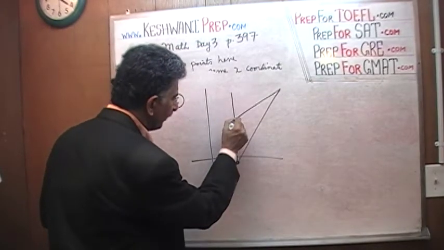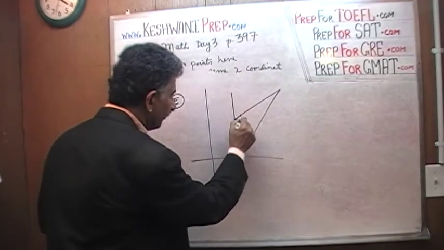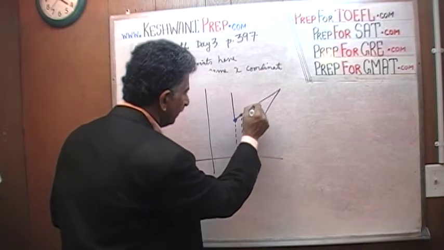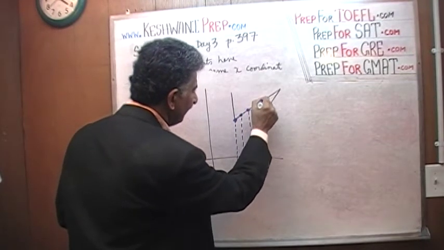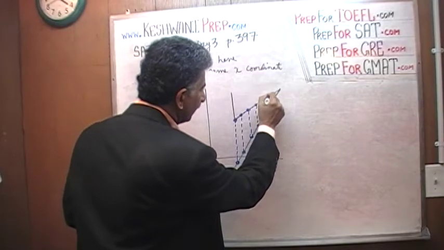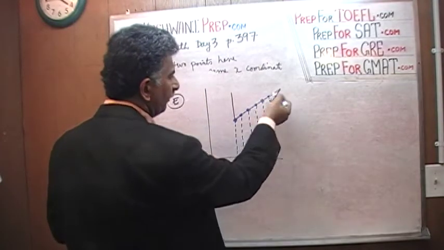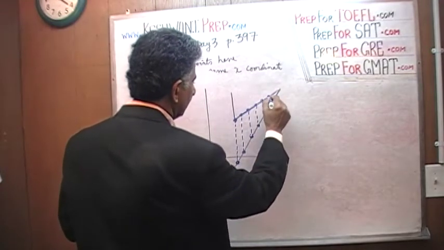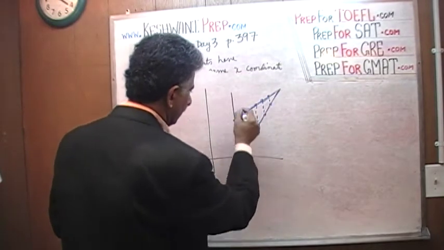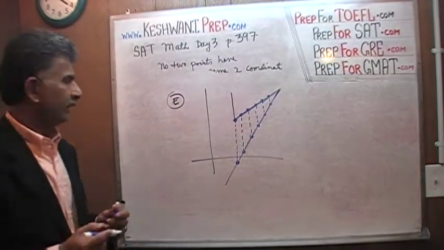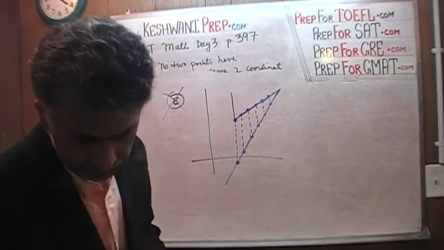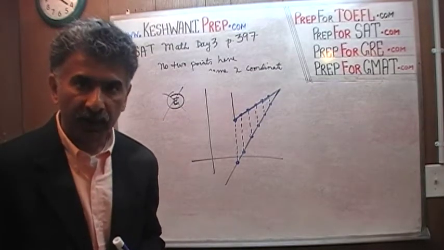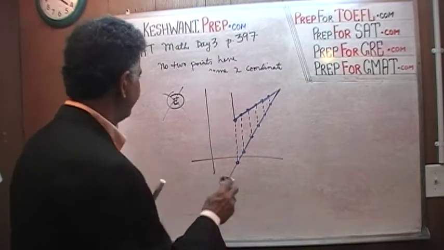This point and this point, they have the same x-coordinate. This point and this point, they have the same x-coordinate, and so do these two. You get the idea. There are infinite number of pairs. All the points on this line right here, and of course this portion here, if you come down, they will have the same x-coordinate. It does not work. The only graph that they show you where the x-coordinate is different for every single point on the graph is the graph that you see in D.